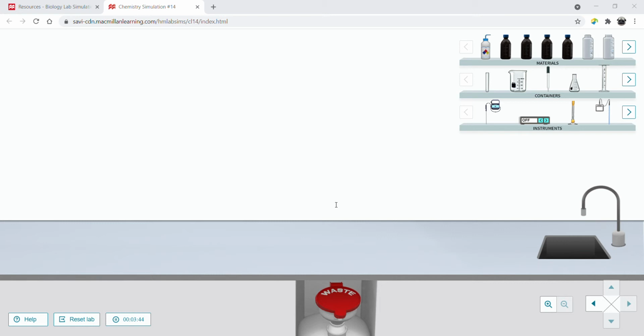What you're going to be directly measuring to determine the rate of the enzyme being effective in breaking hydrogen peroxide down is the amount of oxygen gas that's produced. So we'll go ahead and get started.